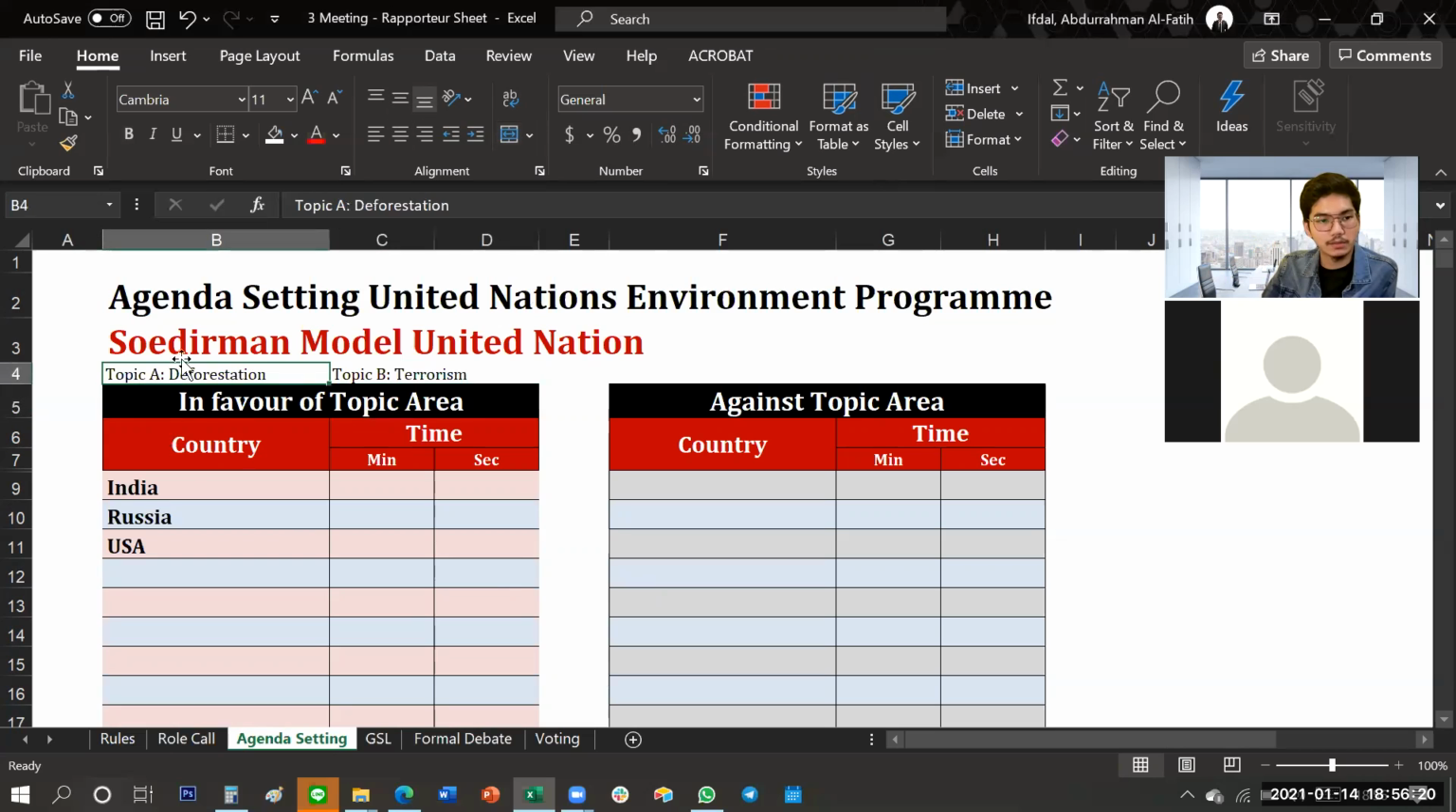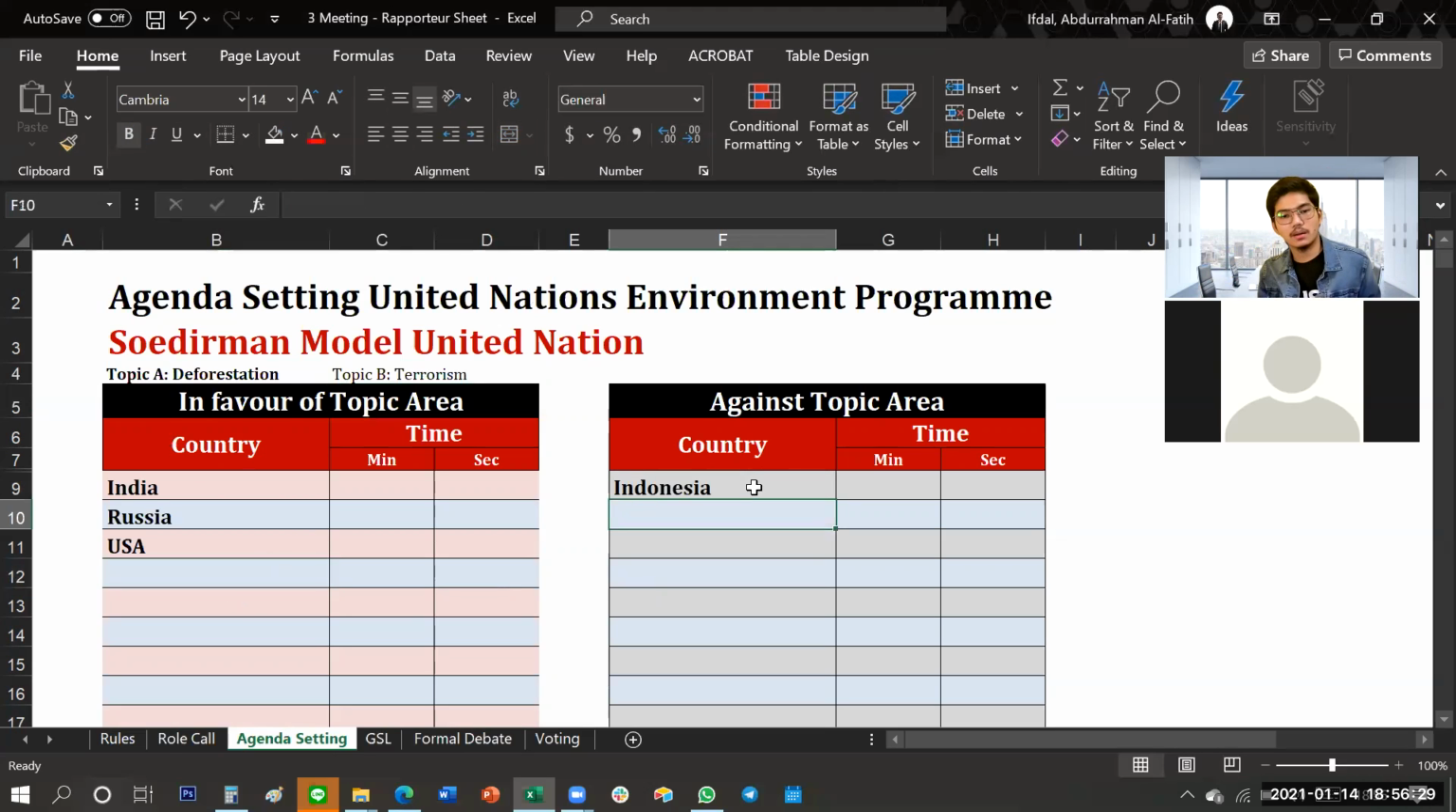So we will talk about topic A first. India, Russia, and USA choose to be in favor of topic A, while Indonesia and, for example, UK and Brazil choose to be against topic A on deforestation. They are going to talk about their opinions about the topic: why we should choose topic A, and why we should not choose topic A.